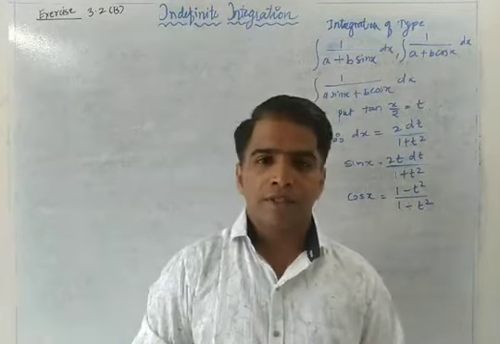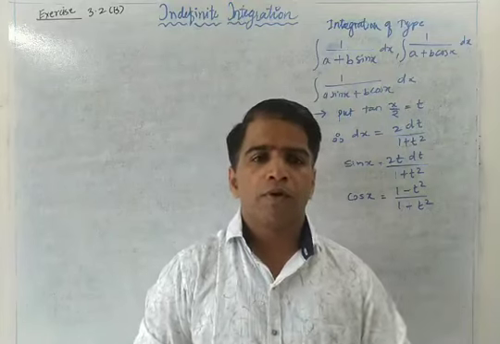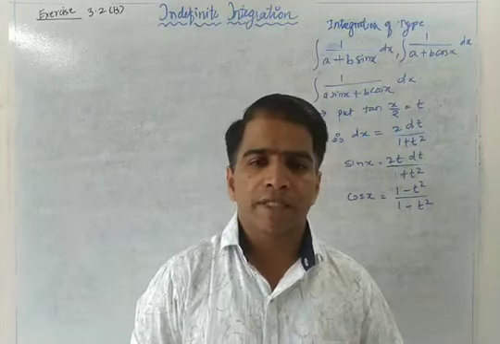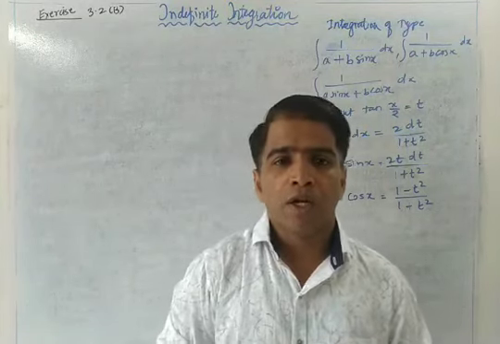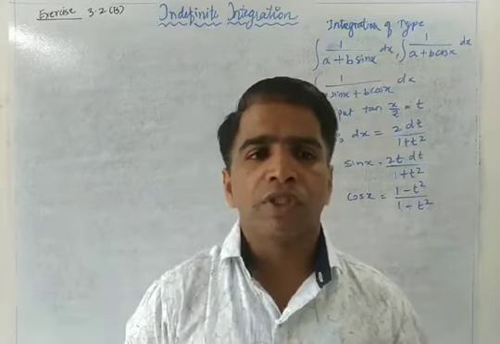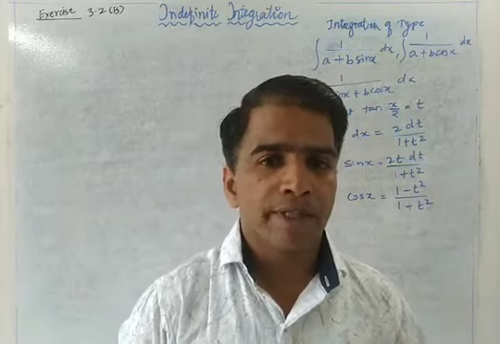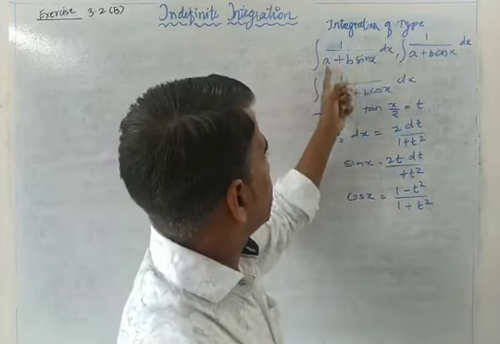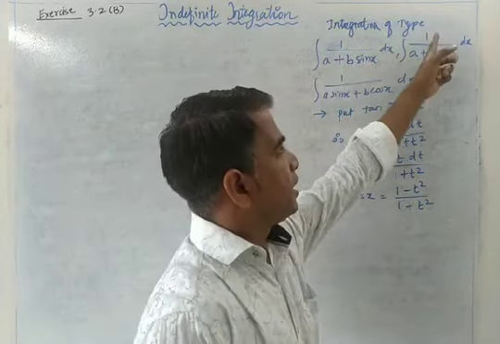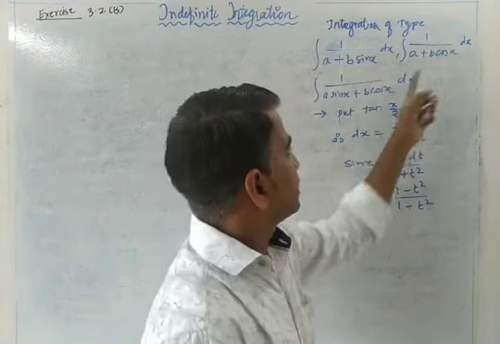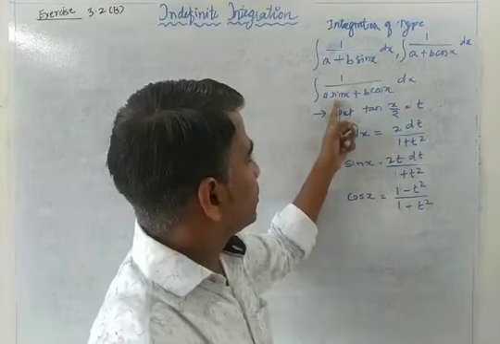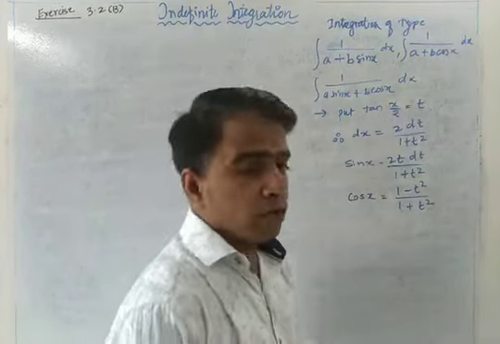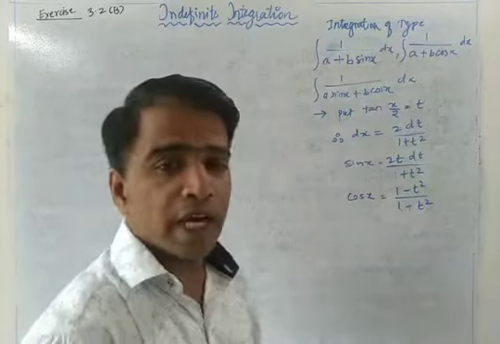Good morning, dear students. Today we are going to practice the questions from exercise 3.2b. For practicing questions, we already know what type of example this is: integration of 1 upon a plus b sin x dx, a upon b cos x dx, and 1 upon a sin x plus b cos x dx. For all these types, we have a standard substitution.